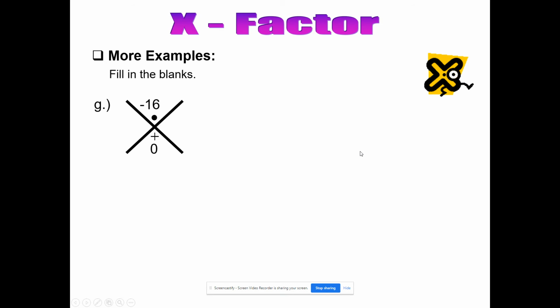We've got negative 16 and 0. Well, 16, we've got 4 and 4, 8 and 2, 16 and 1. If I add 4 and 4, I get 8, but if I subtract 4 and 4, I get 0. So that means that's got to be it. 4 and negative 4. Yeah. If I multiply those, I get negative 16. If I add them, I get 0.